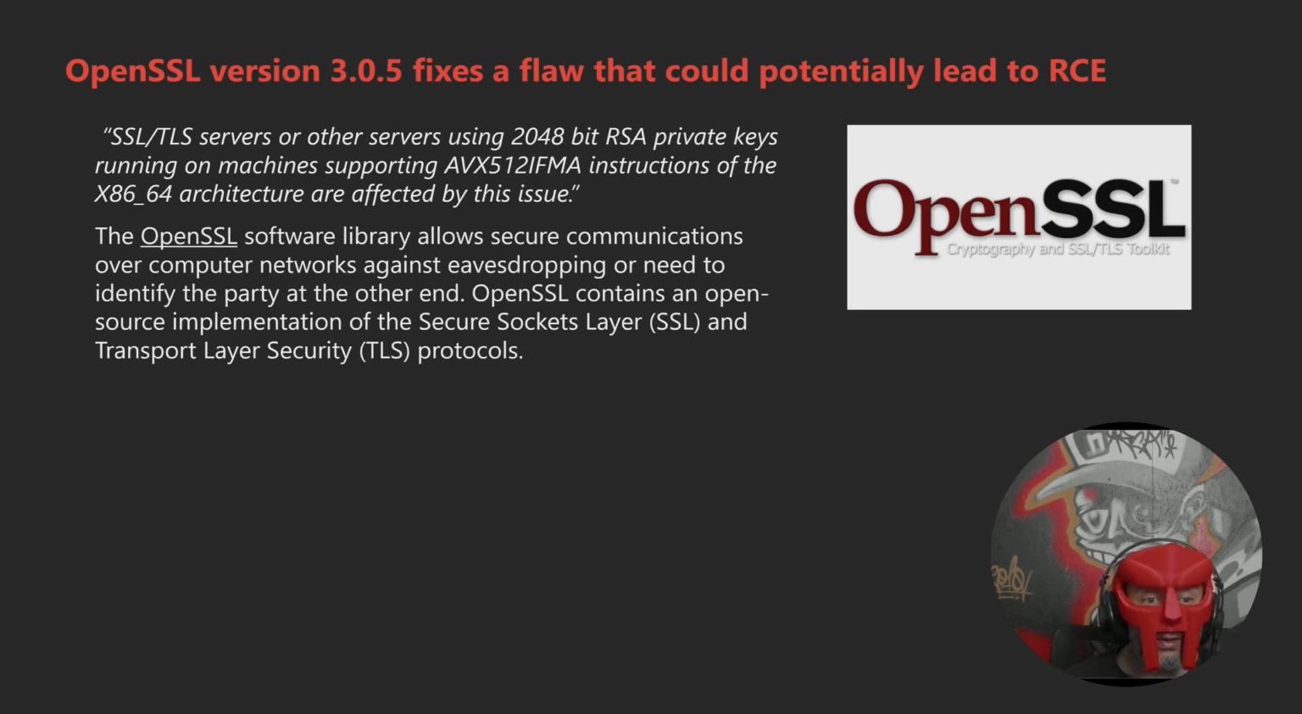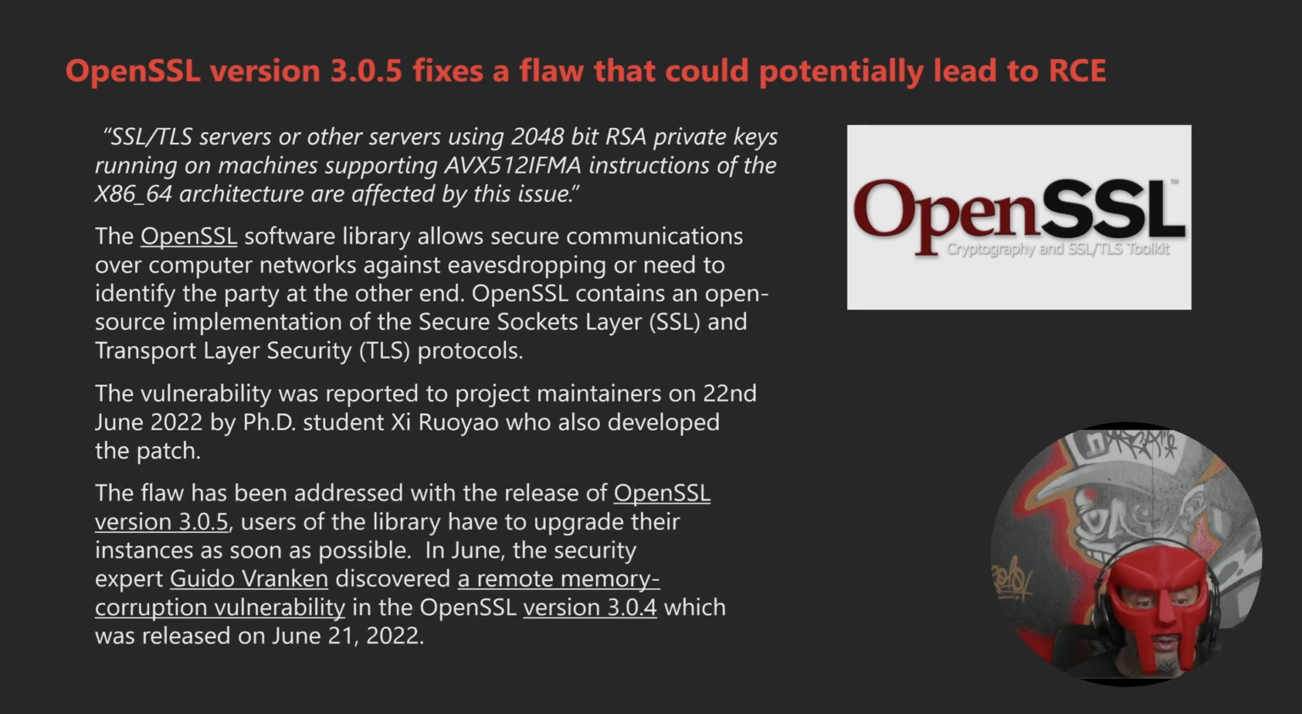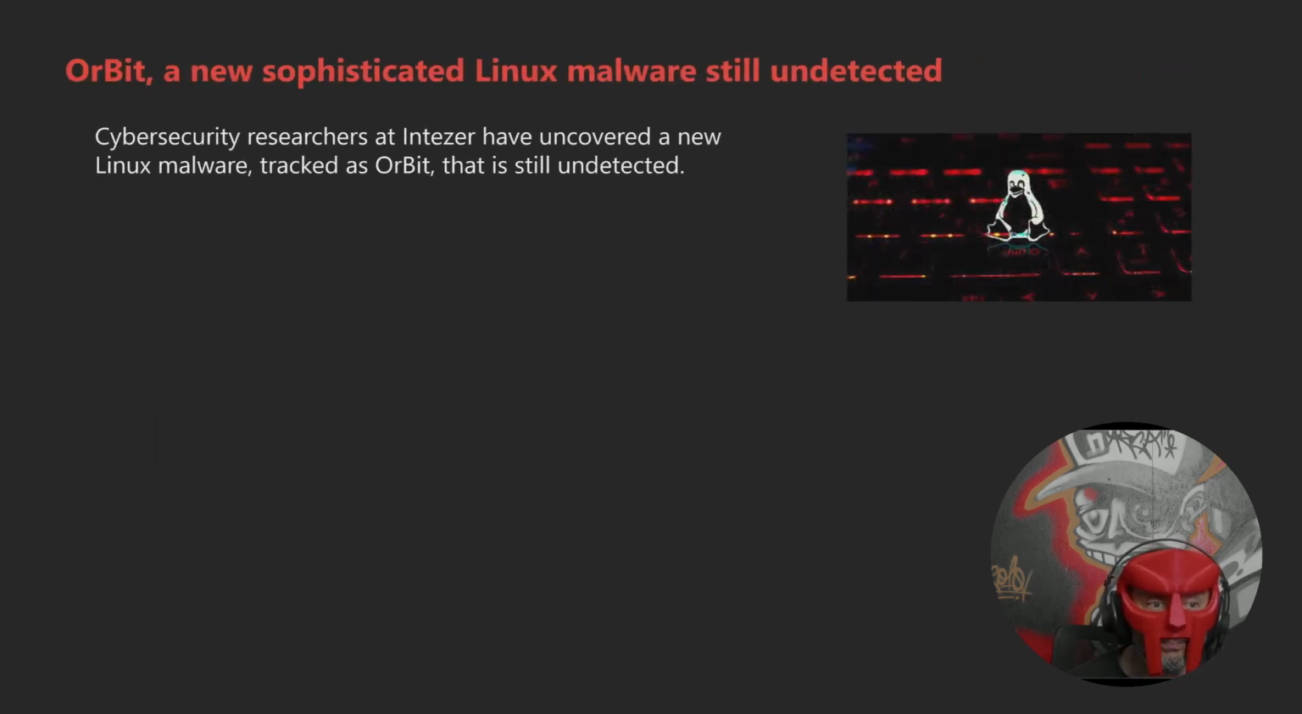The OpenSSL software library allows secure communications over computer networks against eavesdropping or the need to identify the party at the other end. OpenSSL contains an open source implementation of the Secure Sockets Layer and Transport Layer Security protocols. The vulnerability was reported to project maintainers on the 22nd of June by PhD student Ji Ryoyao, who also developed the patch. The flaw has been addressed with the release of OpenSSL version 3.0.5. Users of the library have to upgrade their instances as soon as possible. In June, the security expert Guido Vranken discovered a remote memory corruption vulnerability in OpenSSL version 3.0.4, which was released on, again, June 21st, 2022.